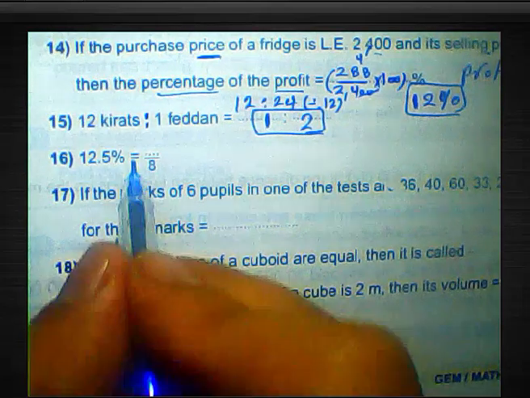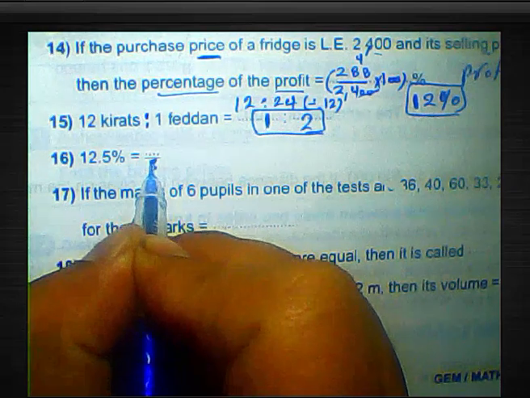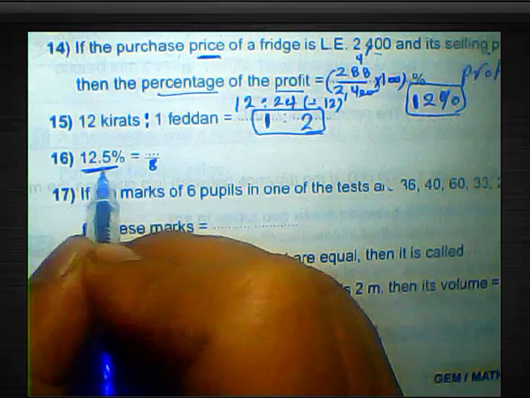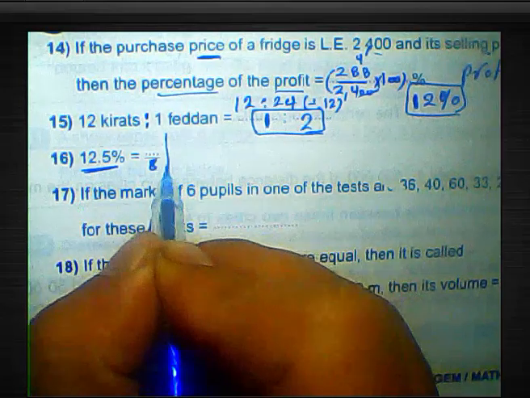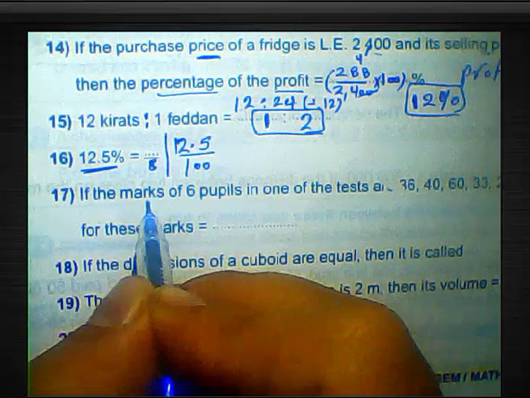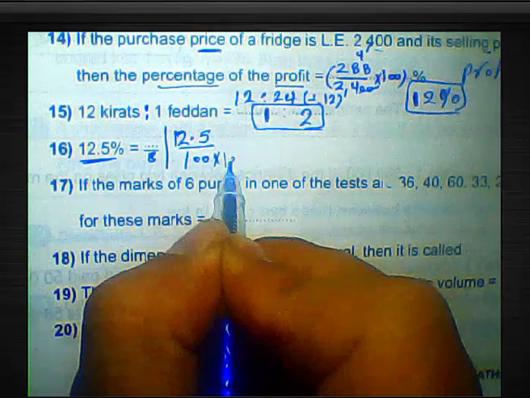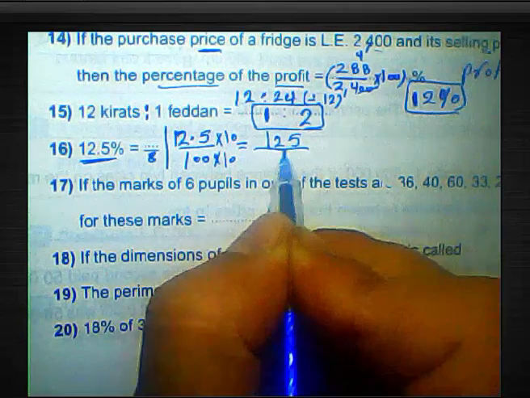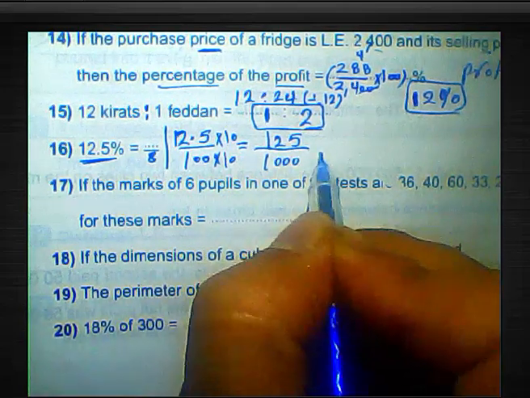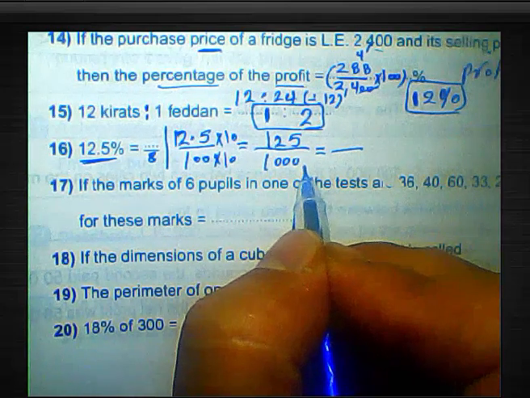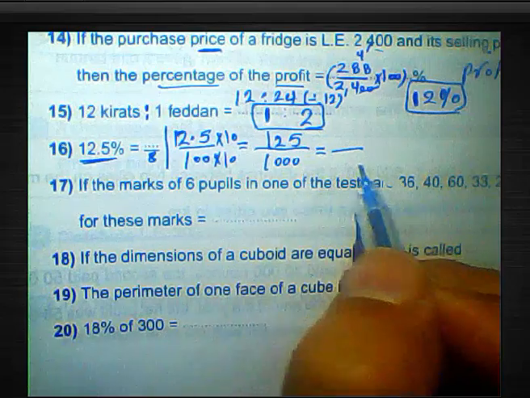12.5% equals space over 8. We can convert from percentage to fraction by simplifying it. Look with me. 12.5 over 100. We can simplify it by multiplying numerator and denominator by 10. The result will be 125 and here will be 1000. And then we can divide it by 125.